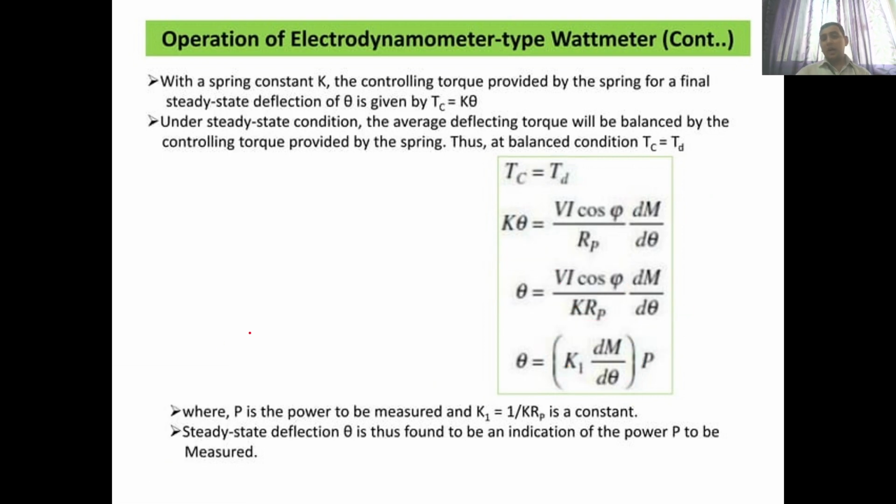This is one of the major sources of error. First, we assume that dM by d theta is constant. Second, we assume that Rp is a constant value. In the next lecture we will see how these two assumptions can cause major error in the calculation of true power in an electrodynamometer type wattmeter. Until then, thank you so much for this lecture. We will continue with errors of measurement.